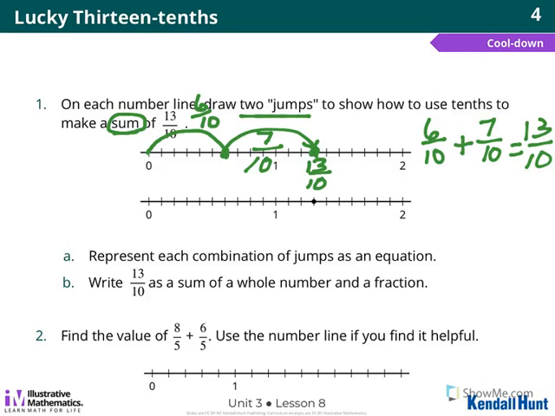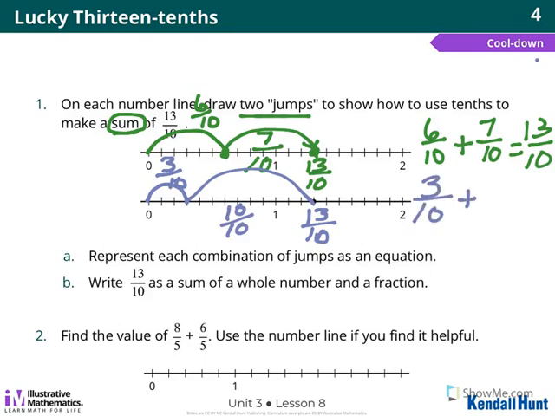Let me grab another color for the second one. So 13 tenths. So now I just need to come up with different jumps. So maybe this time I just go to here, which is 3 tenths. And then my second jump, I'll jump another 10 tenths. So I've basically shown 3 tenths plus 10 tenths equals 13 tenths.